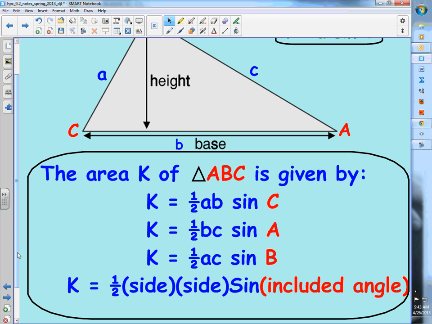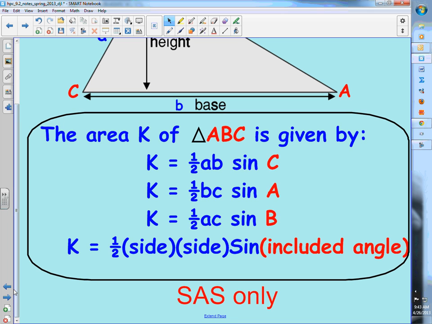Now, if you're doing a side, and the angle in between, back in your geometry days, what do we call that? Side, angle, side. Very good. So this can only be utilized for side, angle, side. And you're never... Huh? SAS? Is that what they called it? Angle side. No, it doesn't work. Come on.